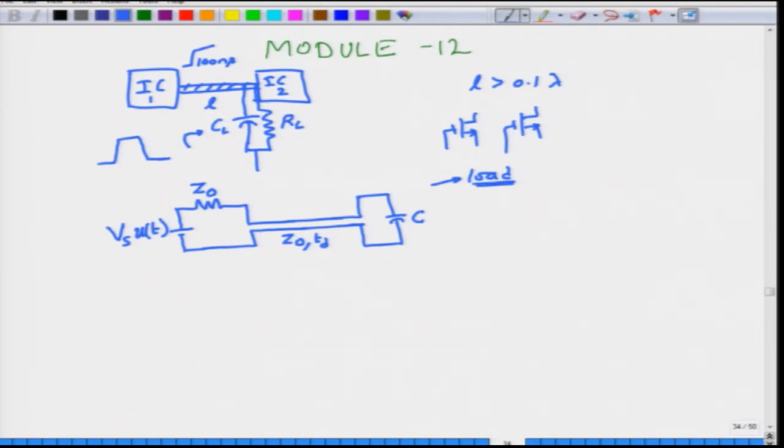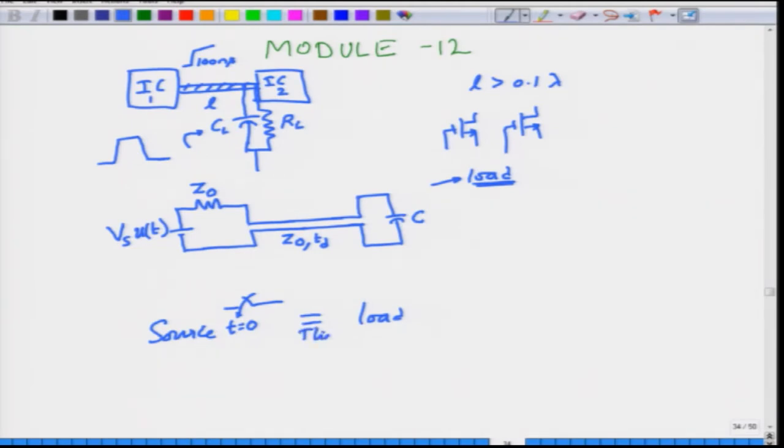We can analyze this by writing equations, but before we do so, let us try to get a physical feeling of what may be happening here. Clearly, this presence of u(t) means that there is some sort of a switch, correct? And the switch will be activated or closed at t equal to 0, connecting the source with its internal impedance to the load via a transmission line, okay?